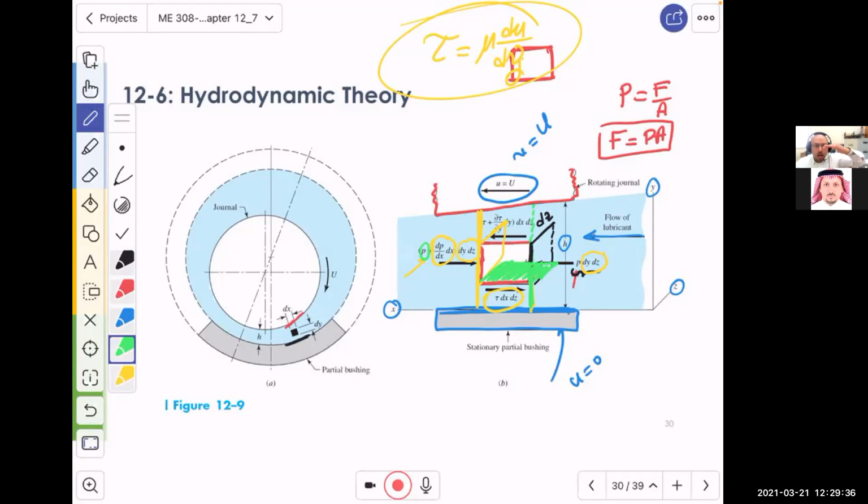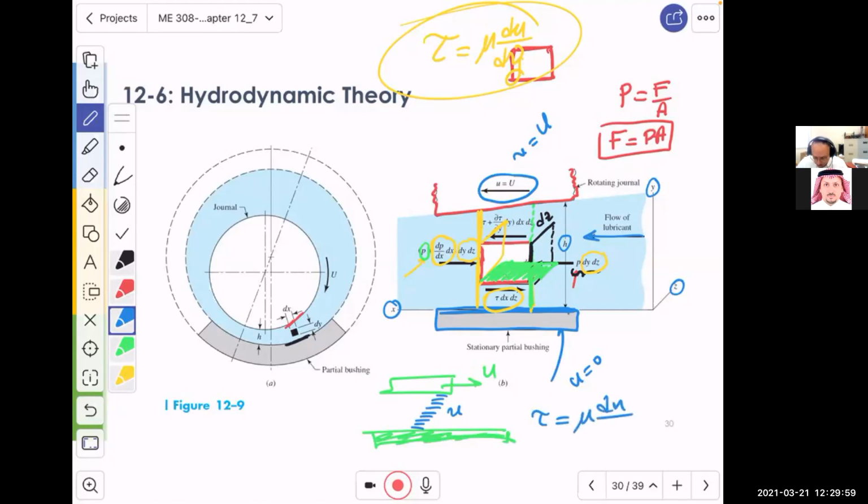If I go up, what did we say last time? We said that if this is moving with velocity u and this is fixed, then the fluid is going to go like that, which means that u will change, which means that tau will change like mu multiplied by du dy. So as du changes with y, shear stress will change.